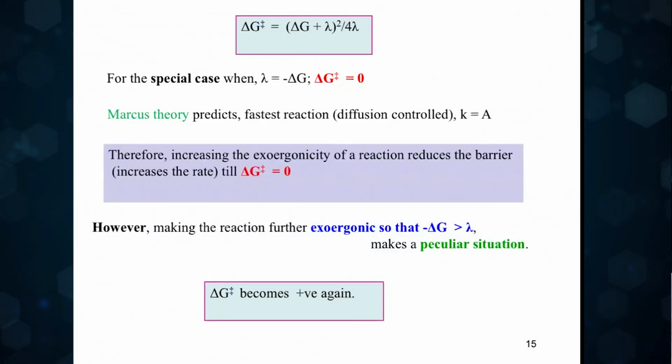Therefore, increasing the exergonicity of the reaction reduces the barrier, and the barrier keeps on reducing. If you make the reaction more and more exothermic, the barrier decreases, and you come to a point when the free energy of the reaction becomes exactly equal to the negative of the reorganization energy, and then you get to a condition where the free energy of activation of the reaction is, I mean, is zero.